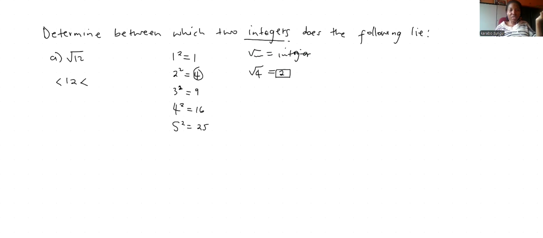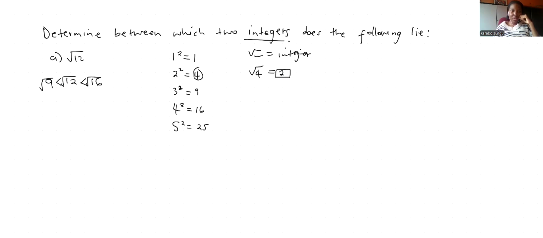So 12 is bigger than what? It's bigger than 9, but it's smaller than 16. Then you say, okay, you're one step closer. What did you forget? Did they ask you about 12 or did they ask you about the square root of 12? They asked about the square root of 12. So now when you put the square root of 12, it's not going to be put only at 12. You're going to put it also on your 9 and your 16.